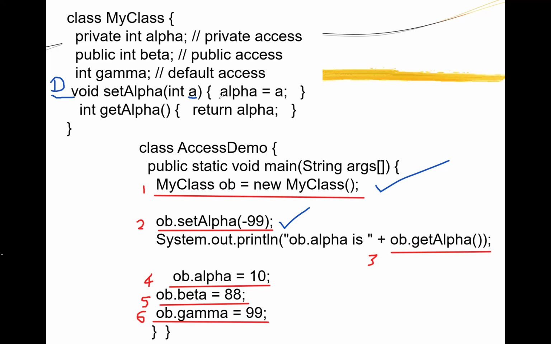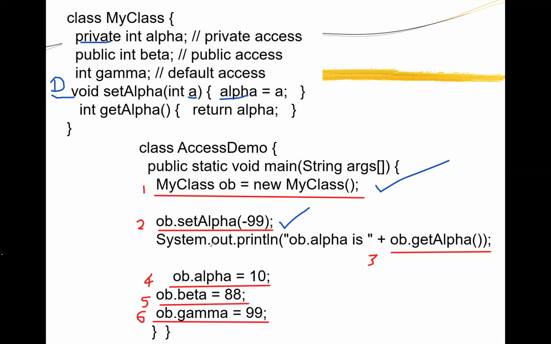Then you are trying to access the alpha variable and assign it -99. Here inside the class you are accessing the private variable. Private means class level access. Only within the class you can access. Therefore, yes, the setAlpha method can access the alpha variable. No worries, this will work and variable alpha becomes -99.